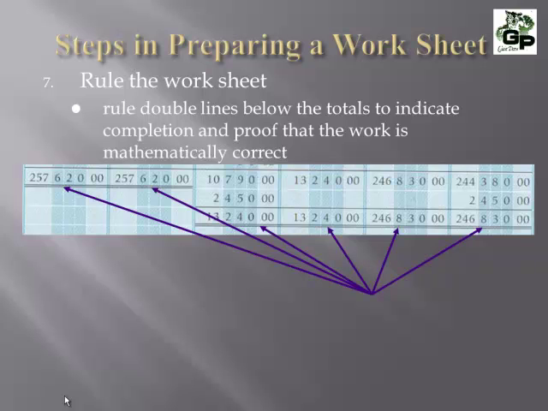Step 7, we now rule the worksheet. Notice that we have single lines above where a total is about to occur, which tells us that adding or subtracting is to occur. And then we have double lines to show that a total has been reached.